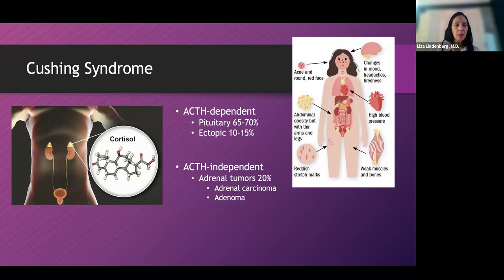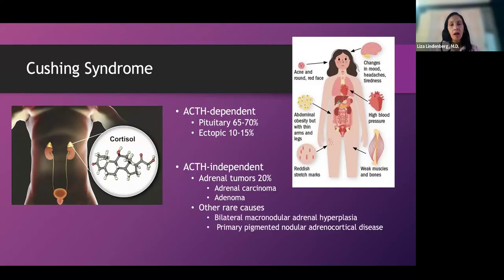A low plasma corticotropin concentration in a hypercortisolemic patient is evidence of ACTH independent disease. Other rare causes of ACTH independent disease are things such as bilateral macronodular adrenal hyperplasia and primary pigmented nodular adrenocortical disease.